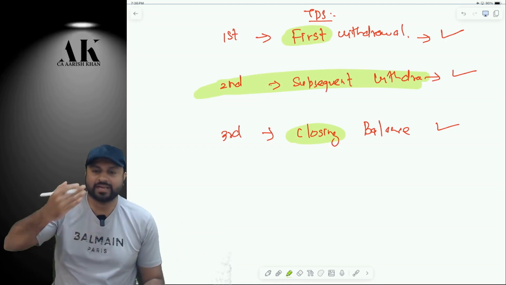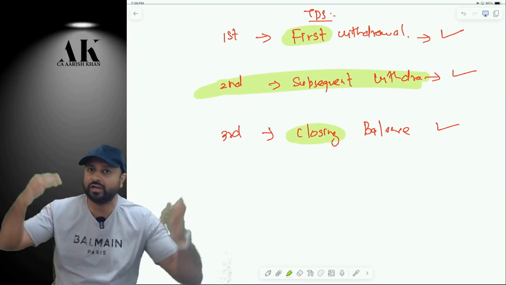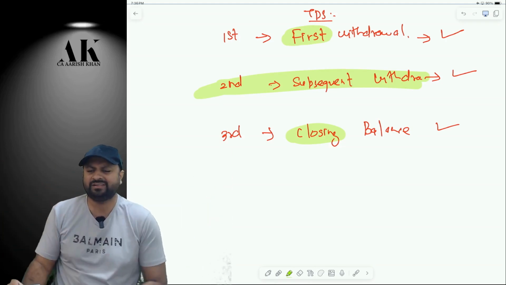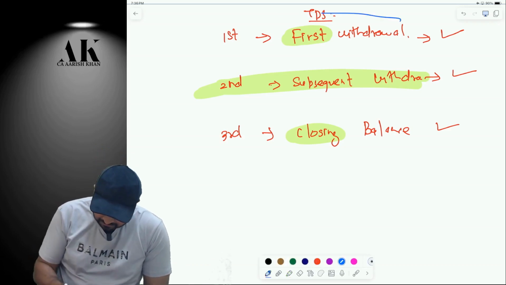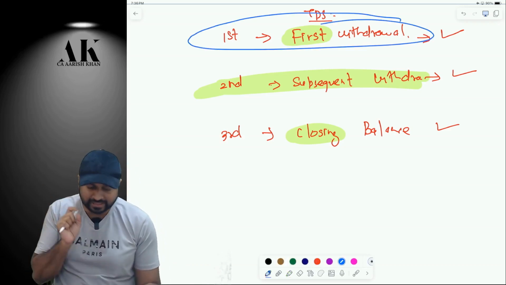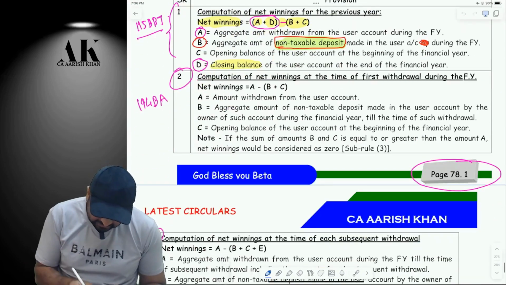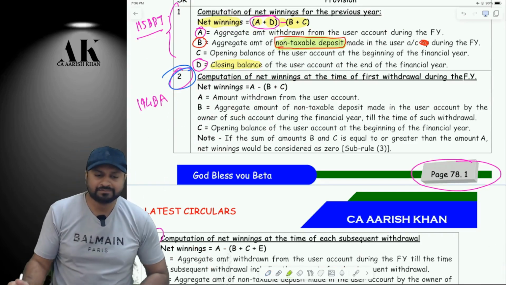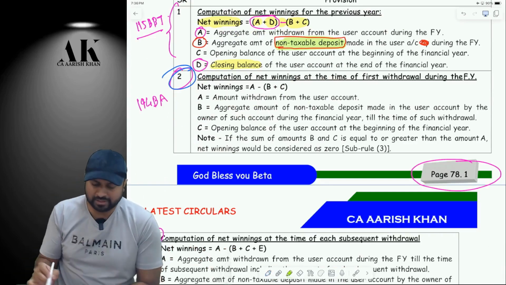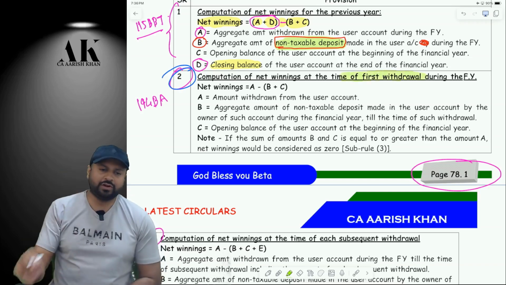Subsequent withdrawal can be second withdrawal, third, fourth, fifth, sixth, seventh, eighth, ninth, 10th withdrawal, infinity. Yes or no? Please tell me. So one by one, we are going to target all of them with the help of the provision first and then with the help of examples. Okay. First one. Read the heading properly. Now we are learning TDS implication. Computation of net winnings at the time of first withdrawal. Sir, what is the formula?